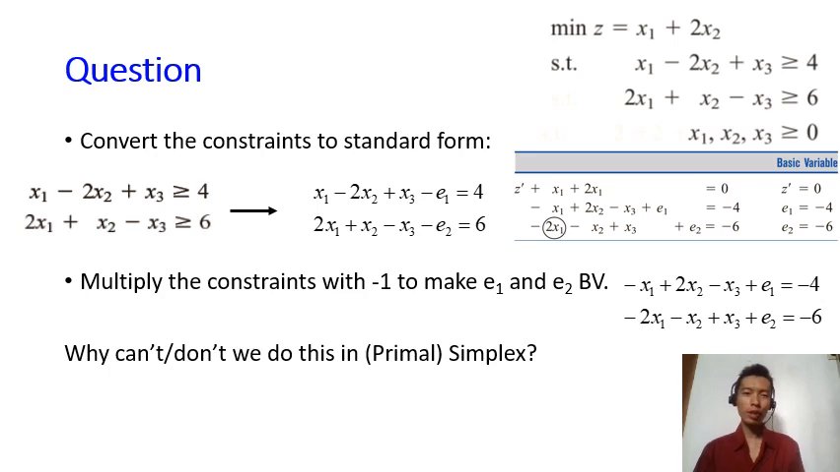Now here comes the question. We are given a normal minimization problem. We convert the constraints into standard form, and then we multiply the constraints with -1 to make E1 and E2 basic variables. Now my question is, why can't or don't we do this in primal simplex?